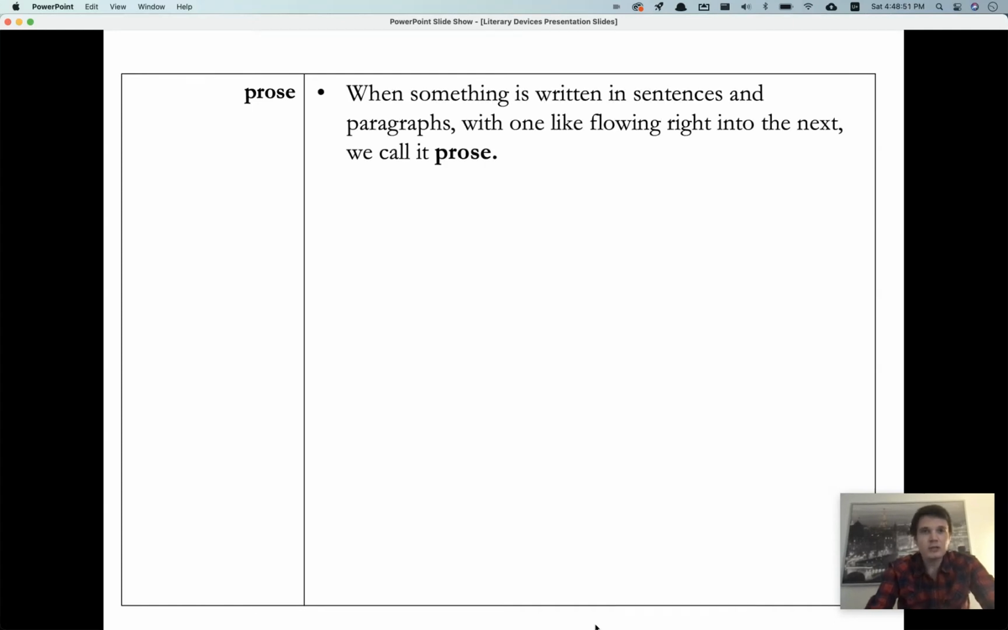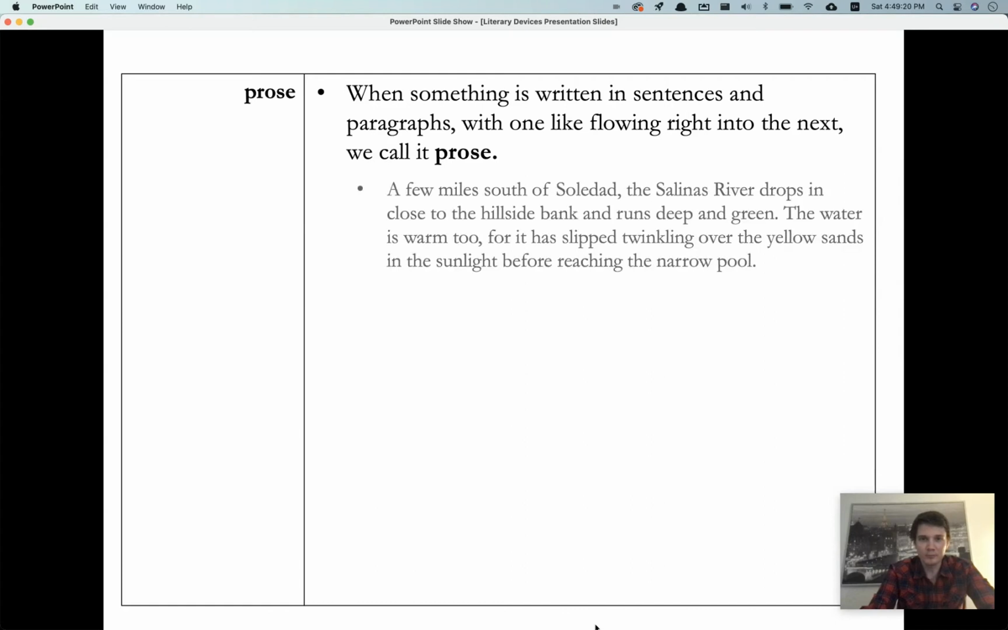So prose is just the word we use to refer to something that's written in sentences and paragraphs. Like one sentence flows into the next sentence. You only break a line when you have to because it's the end of the page and you have to start again on the next line. That's prose. Novels are written in prose. Short stories are written in prose. Most of the articles and things we read on a day-to-day basis are written in prose.